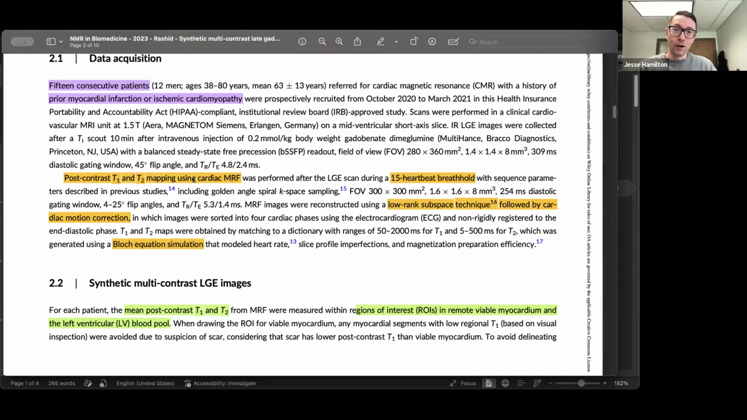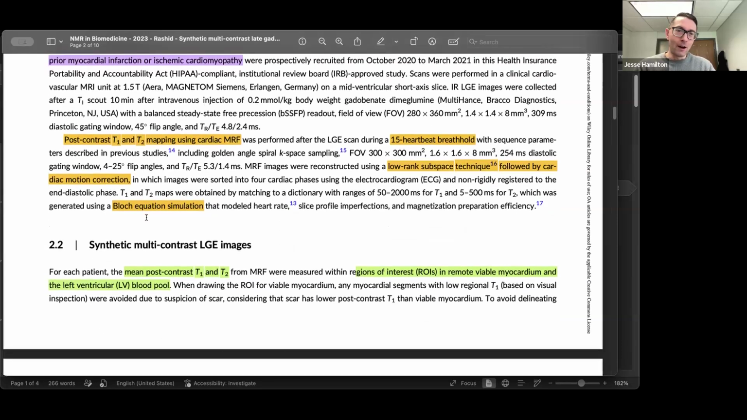We acquired data using our standard cardiac MRF sequence. This is a single slice breath-held ECG triggered scan. So it's a 15 heartbeat breath hold. We reconstructed our maps using a low rank subspace reconstruction with a preliminary cardiac motion correction step. So we registered all of the data to an end diastolic bin because our window is relatively long. It's a 250 millisecond scan window.